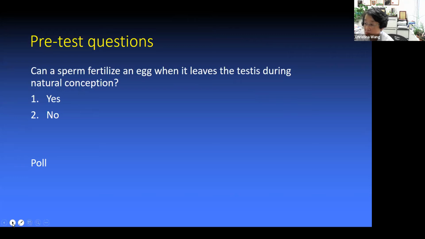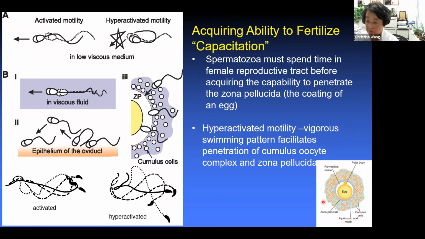So the sperm that comes out from the testis, in fact, under natural condition, has to spend time in the female reproductive tract before it acquires the capability to penetrate the zona pellucida, which is shown here. This is an egg with a zona pellucida and the cumulus complex, which are cells. These are the granulosa cells from the ovary. So the sperm has to swim up the female reproductive tract, and then it has to penetrate these vestments of the egg.